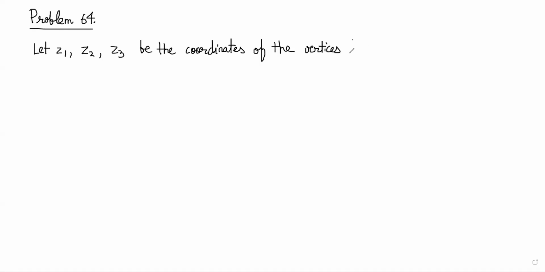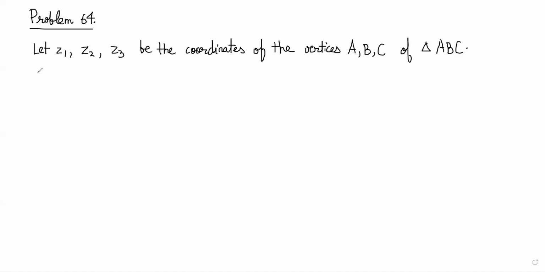Hi, in this video, we are going to look at a complex numbers problem, which is a little geometrical in nature. So let's look at the problem statement. Let Z1, Z2, Z3 be the coordinates of the vertices ABC of triangle ABC.